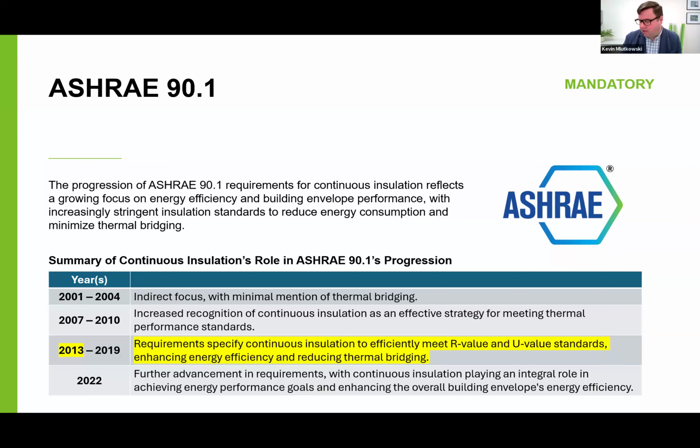Want to specifically call attention to the 2013 edition of ASHRAE 90.1. And that's the first time that there was a specific requirement added for continuous insulation to meet the R value and U value standards, thereby creating buildings that are much more energy efficient and having that in code language so that it can really drive the development of more energy efficient structures. And then again, 2022, we're hearing things about the 25 edition as well that will further push for higher continuous insulation.